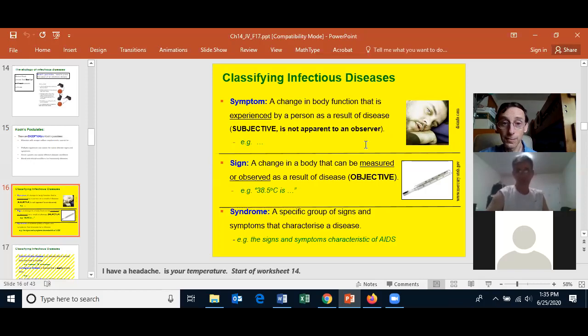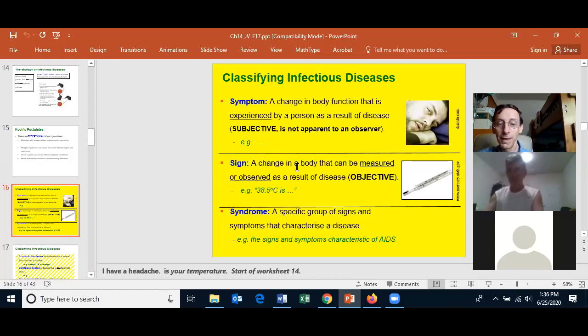So it's subjective. A symptom is one that the patient experiences, and only they can experience it or measure it. A sign is a change in the body that can be measured or observed from an outside person. Like when a patient has a temperature, that can be measured. Any question about that?